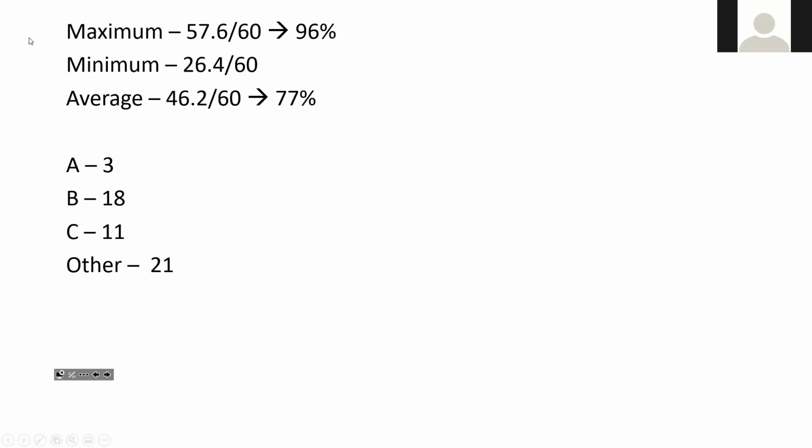Okay, so as you can see, top score last year, 696. The average was 77%. And this is kind of what it looked like this year. 3 A's, 21 below C's. Yeah, I mean, it's a tough test.